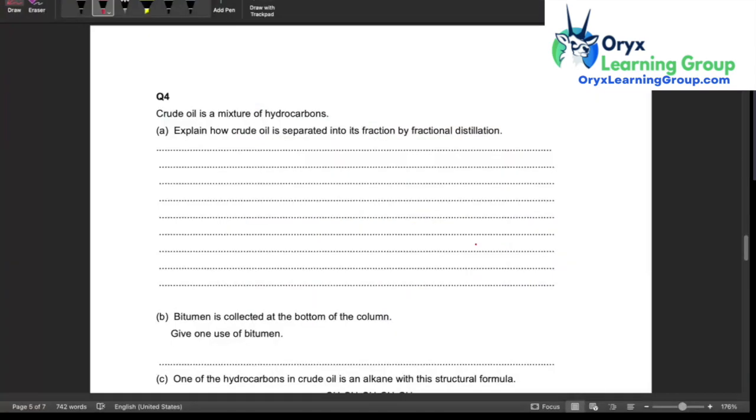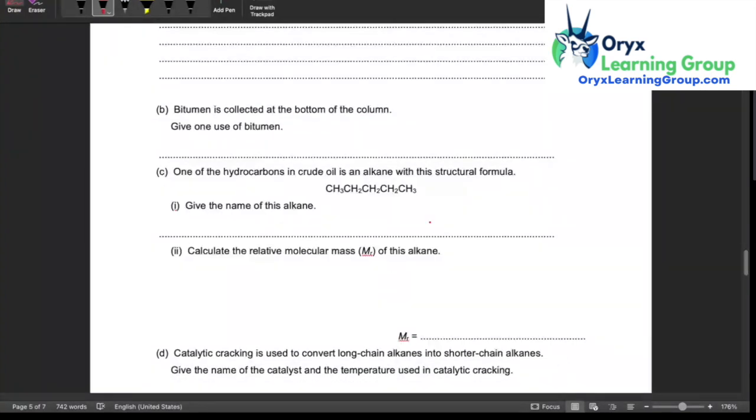Okay, let's go to the next one. Next question is: give one use of bitumen. Any idea what is the use of bitumen?